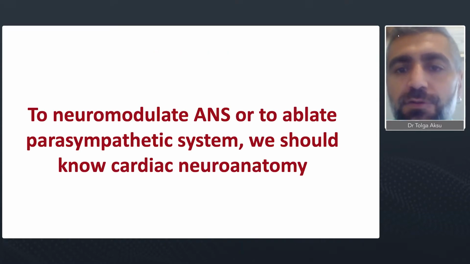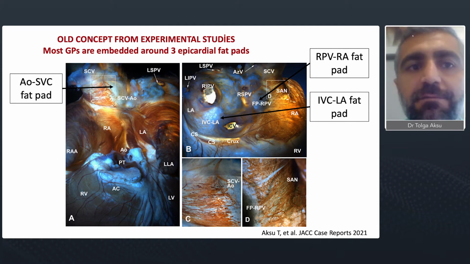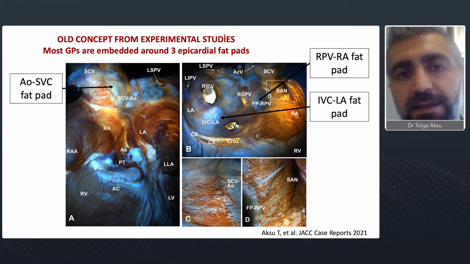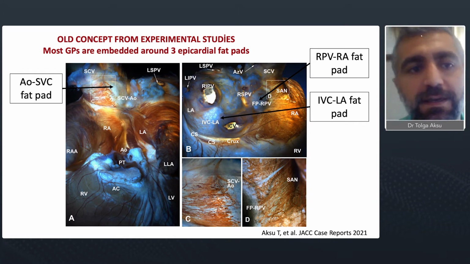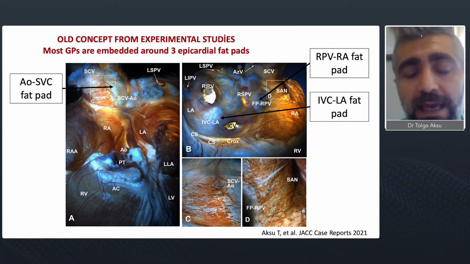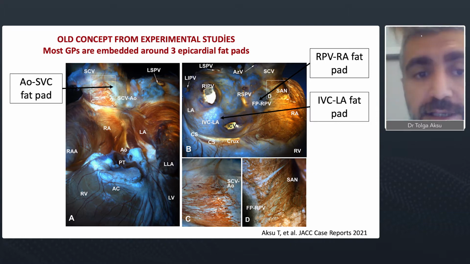Actually, to neuromodulate the autonomic nervous system or to ablate the parasympathetic system, we should know the cardiac neuroanatomy. According to the old concept from experimental studies, we believed that most GPs, or ganglionated plexi, are embedded around three epicardial fat pads. But as an important point, today we know that this is just an animal experiment, and in humans there are more than five distinct localizations for ganglionated plexus sites.